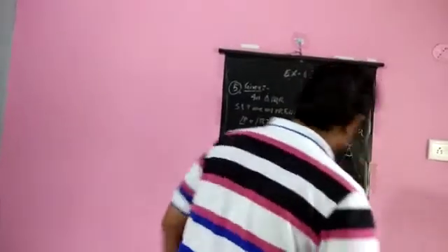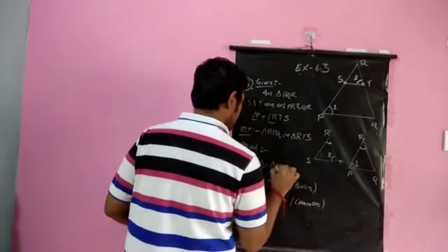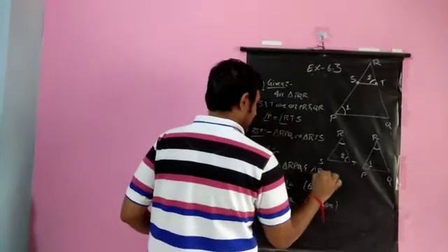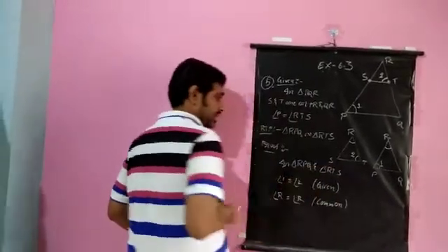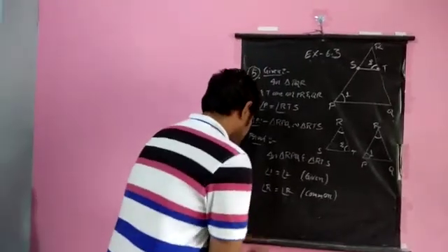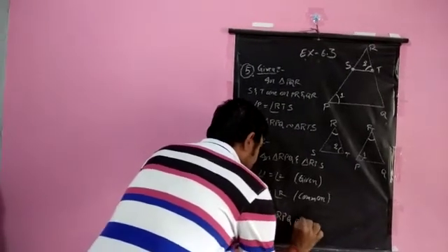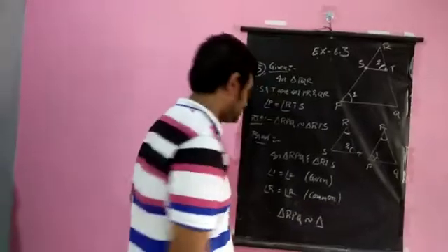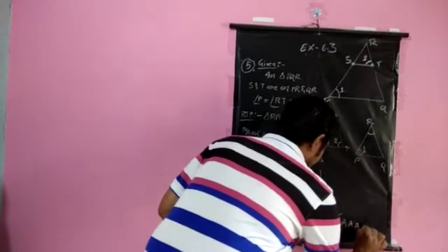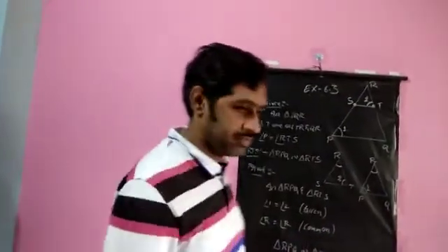So writing it in triangle RPQ and triangle RTS, two angles are equal, so the third angle is automatically equal. I'm not moving it further. Now directly I'll write here: triangle RPQ is similar to triangle RTS. This is by the angle angle angle similarity rule, which is our RTP. Hence proved. This completes question number 5.